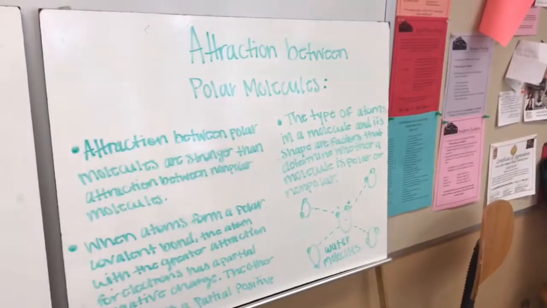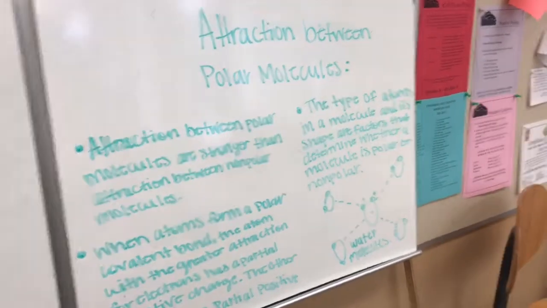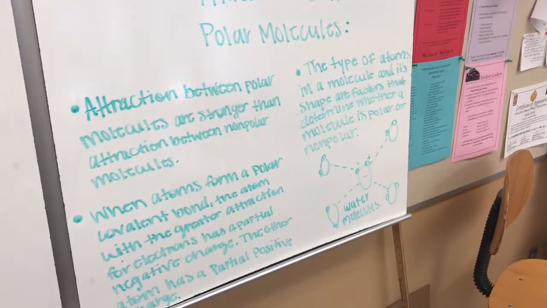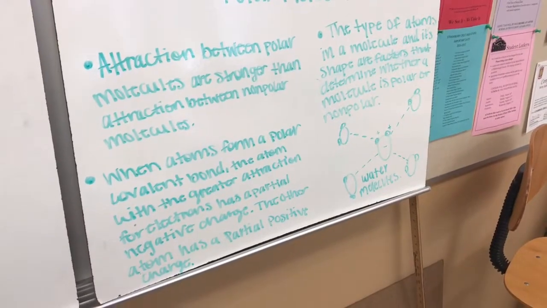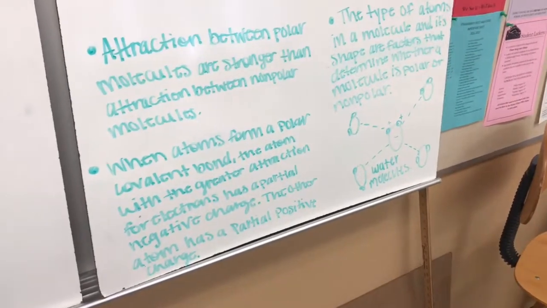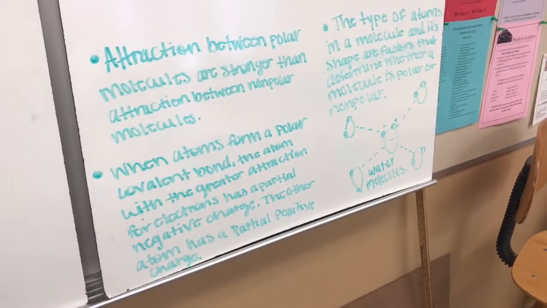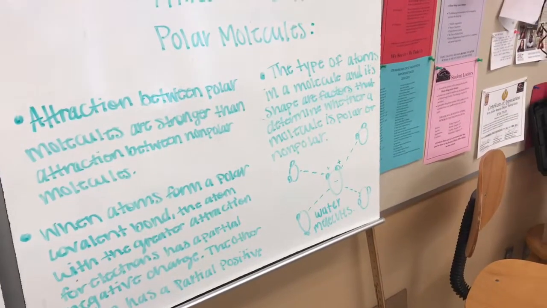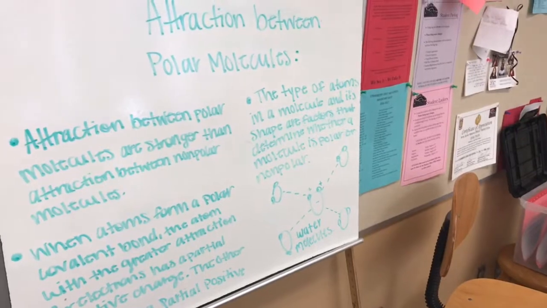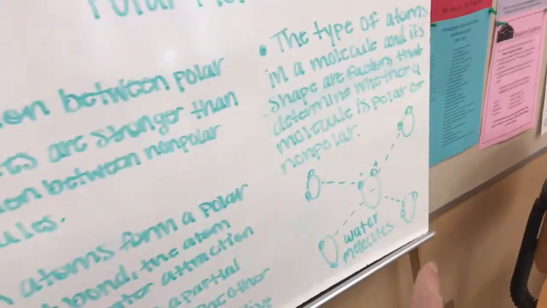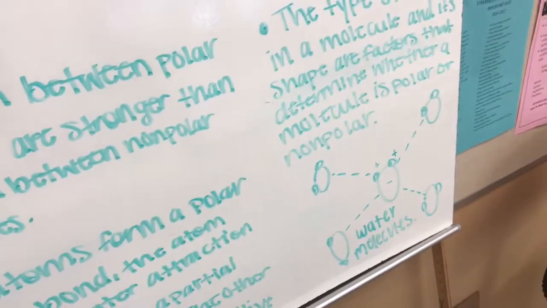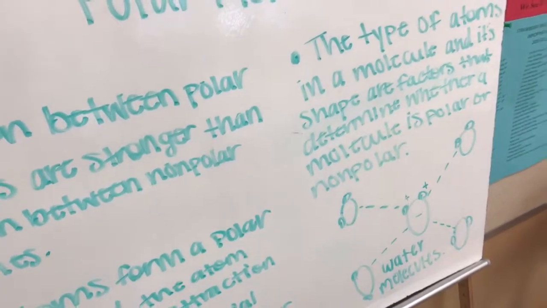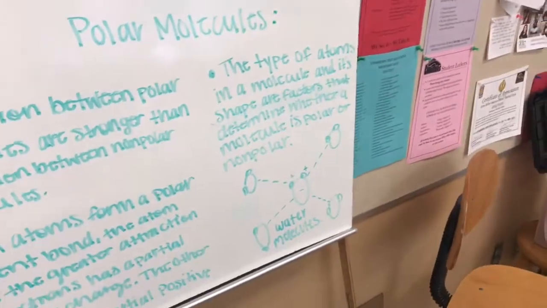Tell me about the attraction between polar molecules. Attraction between polar molecules is stronger than attraction between nonpolar molecules. When atoms form a polar covalent bond, the atom with the greater attraction for electrons has a partial negative charge. The other atom has a partial positive charge. So what's happening in the picture right here? The positive hydrogen is attracted to the negative oxygen. Very good. And so water molecules are polar. Very good. Thank you.